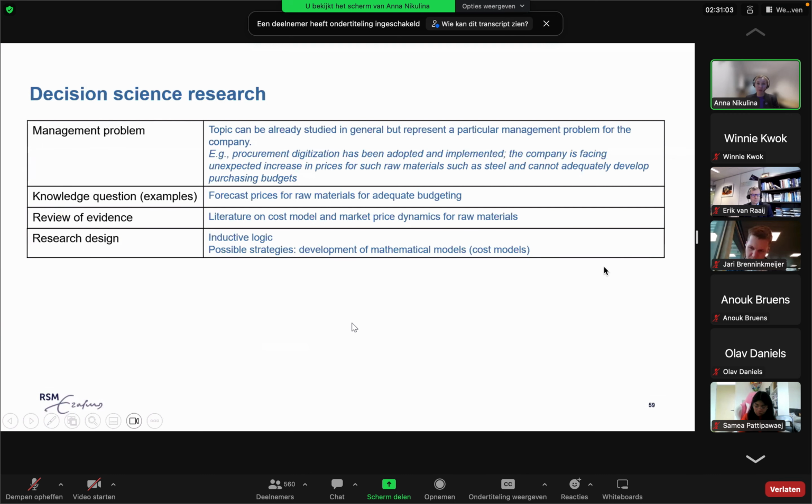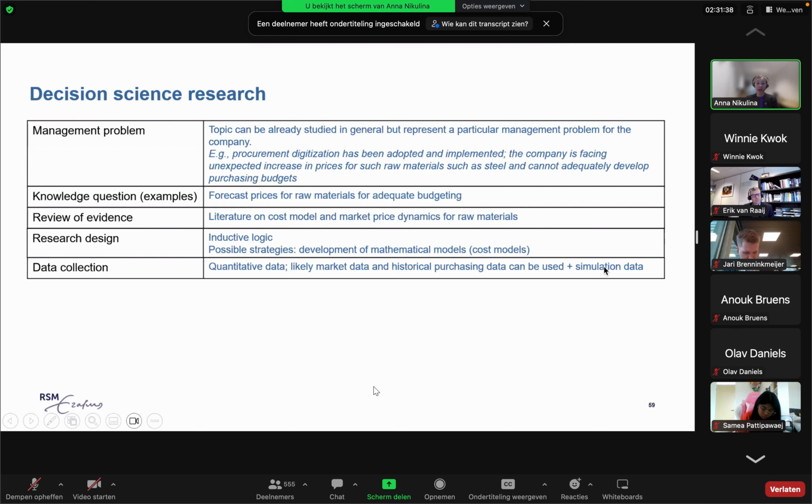Inductive logic. This may be counterintuitive to you, but again, decision science is very contextual. We start from something really specific for the company, and then we may try to go more, let's say, general, to where it applies beyond the boundaries of a certain organization that we are trying to find a solution for. So again, logic is inductive. Strategies, again, are very specific to this approach. It's typically going to be developing mathematical models, cost models, and forecasting models for optimization of this particular budgeting process.